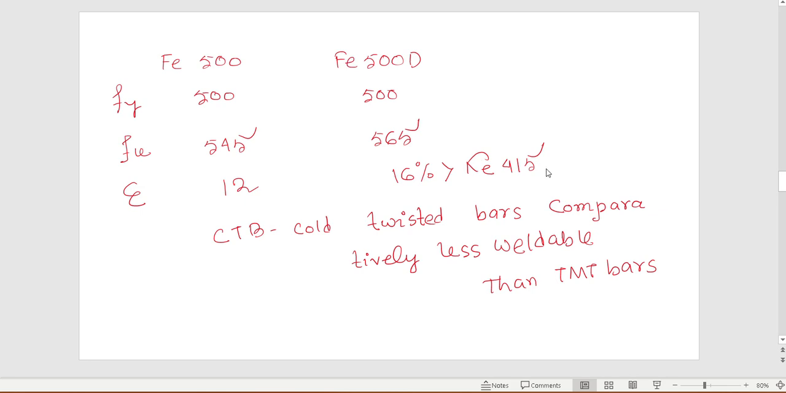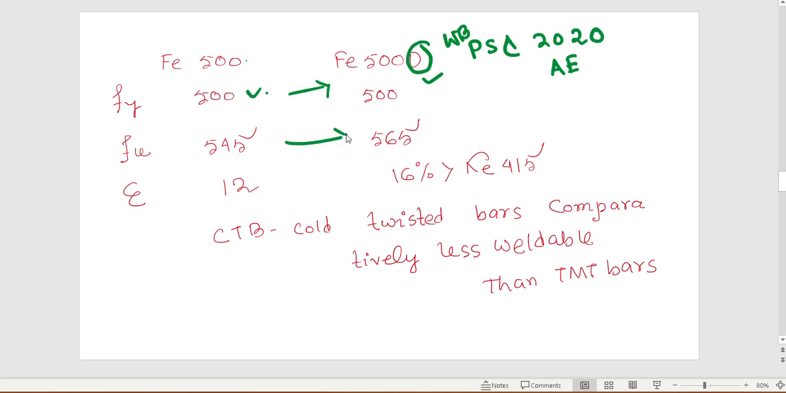Now, I have said earlier there are various kinds of notation. It was already asked in West Bengal PSC 2020. And what does D define? D is for ductility. Fe value is 500. The yield stress is the same, but in case of ultimate stress it differs, and the elongation is more. It is also more than Fe415.